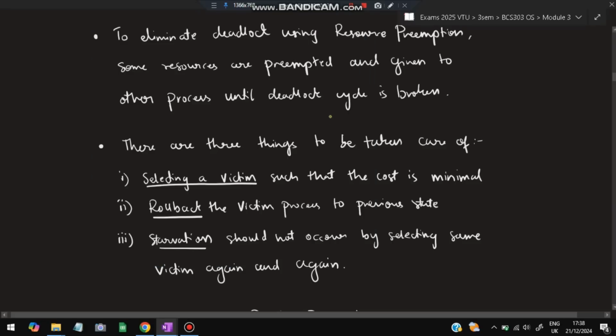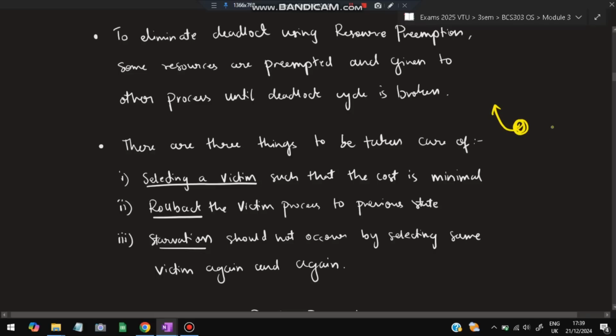While doing the same, there are three things which are to be taken care of. First is selecting a victim. We have many processes, and the resources which they have held. Which process do I have to select to terminate and give its resources to some other one? Which process's resources will I give to the other process? That decision I have to make.